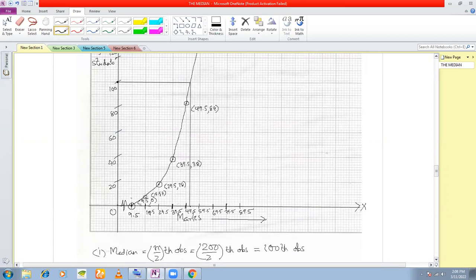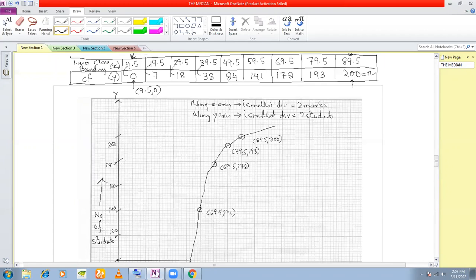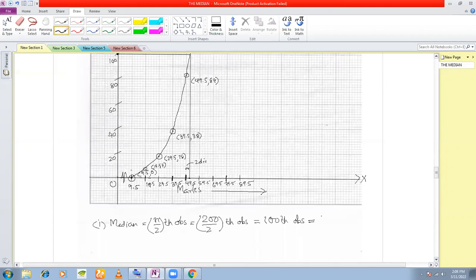Now if you see this point here that you are getting, this point here is 49.5, and how many divisions are here? Approximately what I can see is you have 2 divisions here, right? And 1 division on the x-axis, what is the scale that I have obtained here? 1 division is 2 marks, right? So median will be equal to the 100th observation, which is 49.5 plus 2 divisions, right? But what is 1 division equal to? 1 division is equal to 2 marks, right? So your median here will be 49.5 plus 4, which is 53.5. And that should be your answer. Absolutely clear?